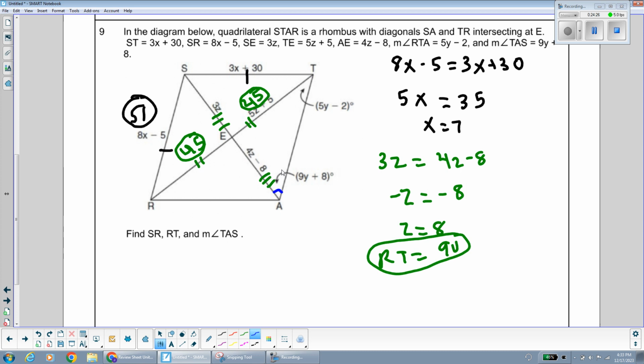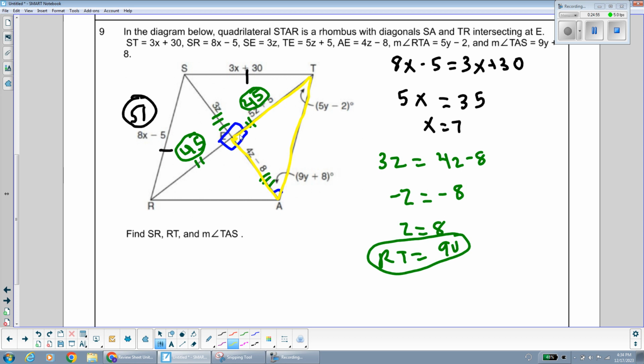And I remember that diagonals of a rhombus are perpendicular to each other. So these are all 90-degree angles over here. And that helps me out because this angle, the 9y plus 8 angle, is inside this triangle over here. Always look out for triangles. In this triangle, we have this angle, 9y plus 8. We have this angle, 5y minus 2, and now we have a 90-degree angle.